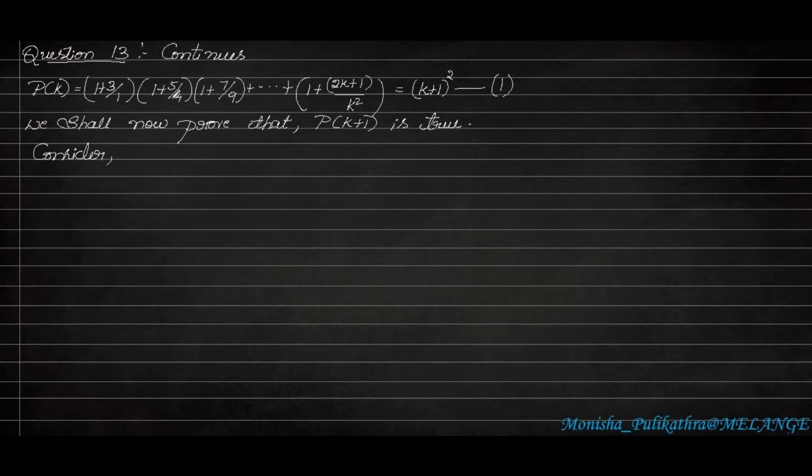Let us continue the 13th question. I have written equation 1 one more time. That is, we have substituted k in the place of n here. This will be equation 1. The next step, the third one, is we have to prove p of k plus 1 is also true. So we have to take one more step, that is k plus 1. In the place of k we have to take k plus 1.